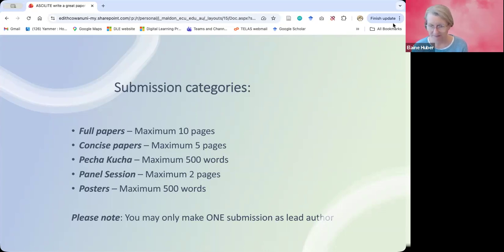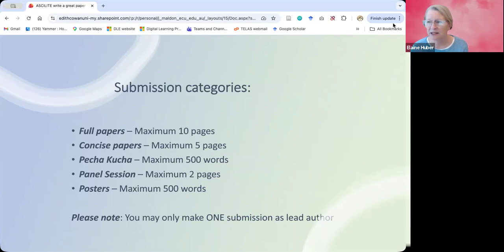So the reviewers, if your papers... I've seen this in the past, and I've probably been guilty of it myself. I'm not quite sure whether I'm a concise or a full paper. I've written about 6 or 7 pages, and it's like, which one do I want to go for? So really, that's up to you. We do tend to get way more concise papers than full papers. So just have a think about which you want.